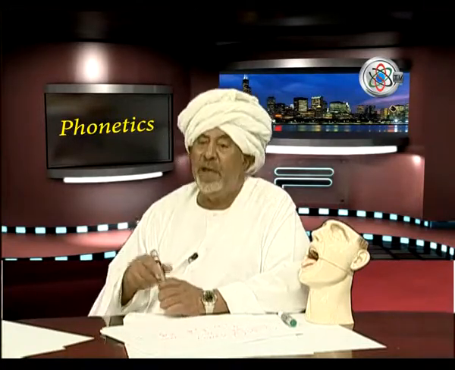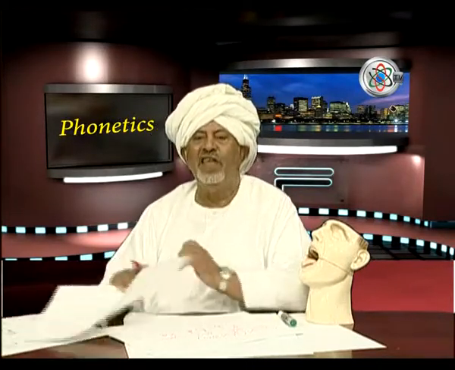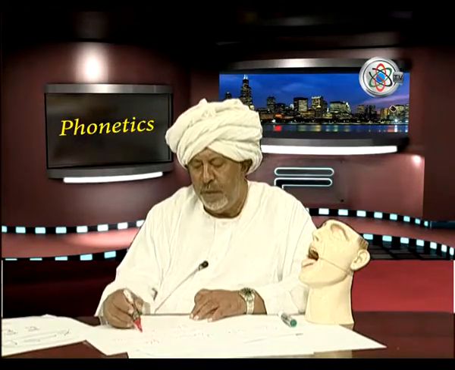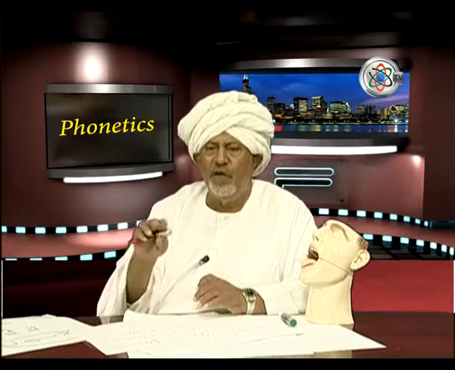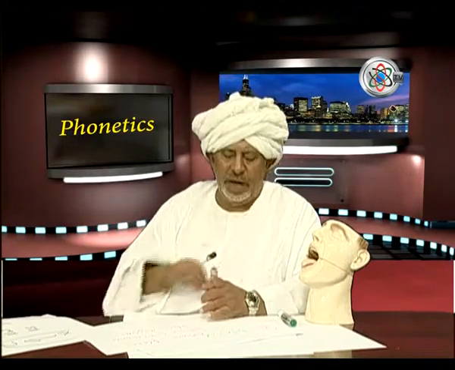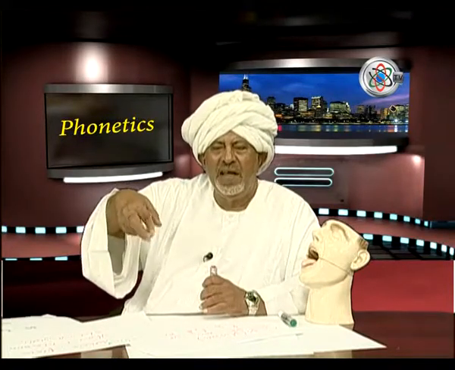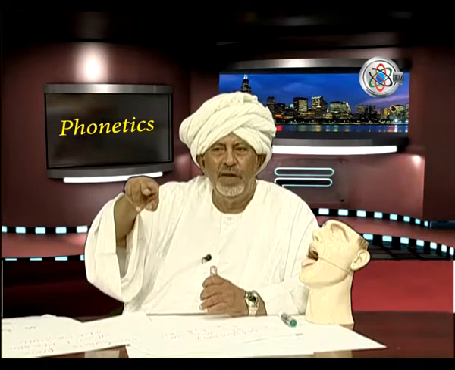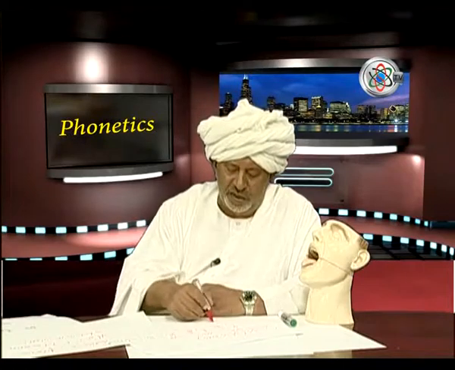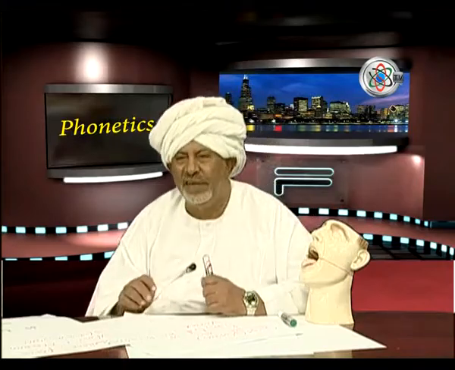Now, the third parameter. I said where they are made, how they are made, and then the state of the glottis. What do we mean by that? Are the vocal cords wide apart? You know the vocal cords here in the larynx. When I make a sound like ta, the vocal cords are wide apart like this. When I make a da, they begin to vibrate. So if the sound makes vibration, we call it voiced sound. If there is no vibration, we call it voiceless.